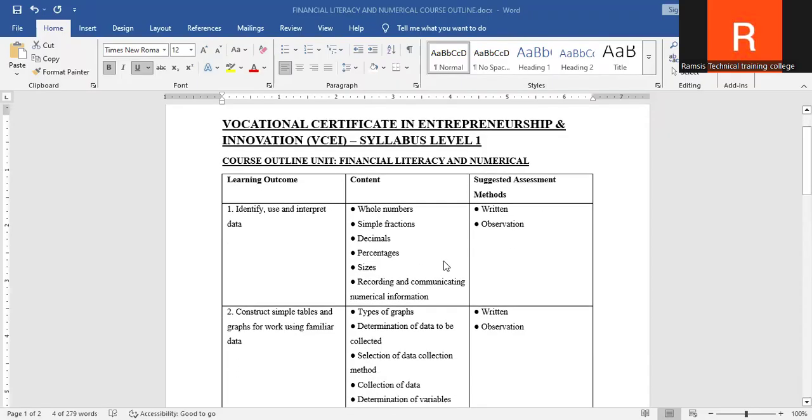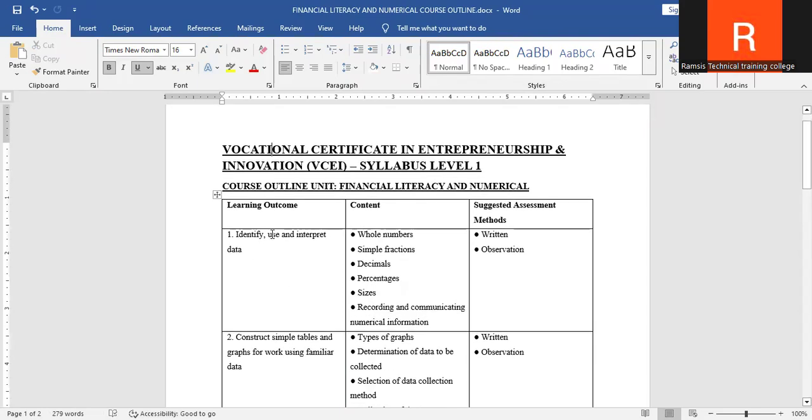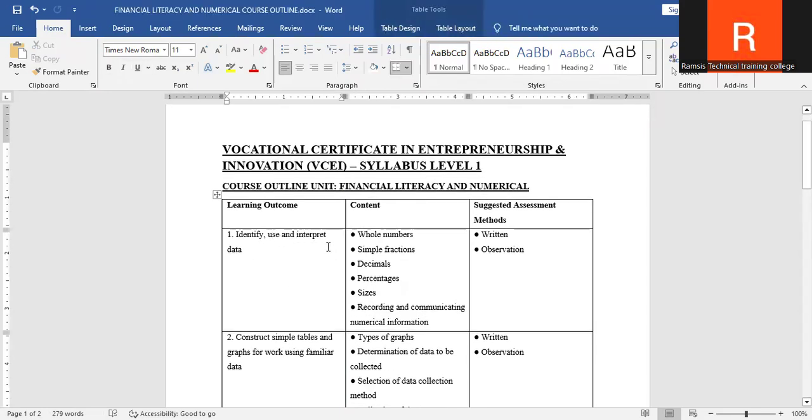Hope you're fine. So I'm going to show you the course outline for your course. Basically, you're on level 1, and that is financial literacy and numerical. So the first topic there is identify, use and interpret data.